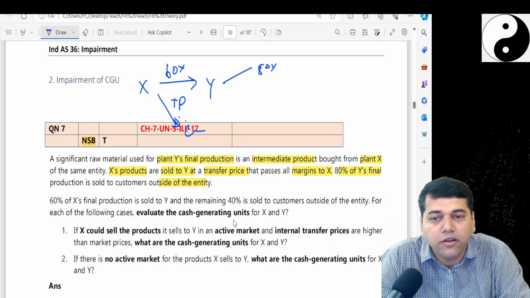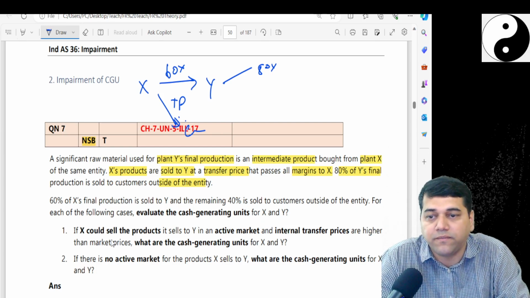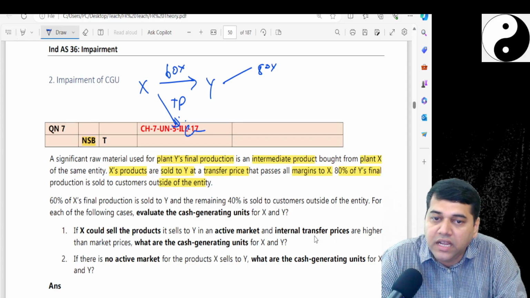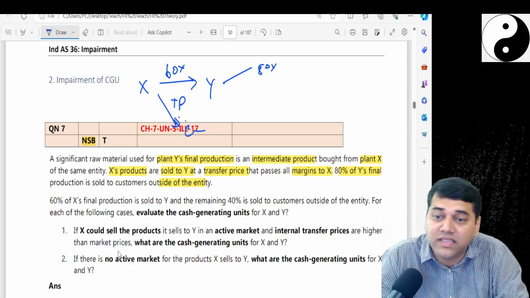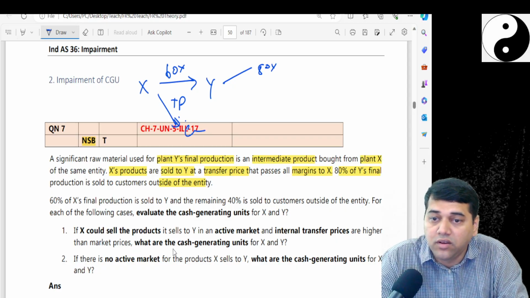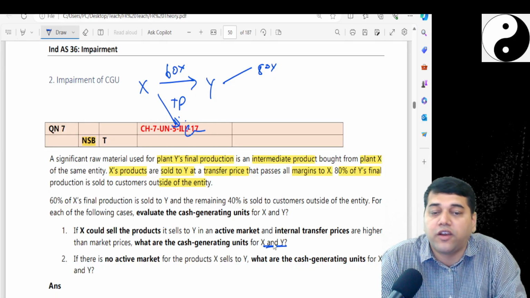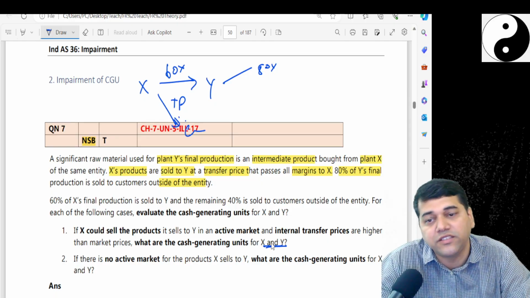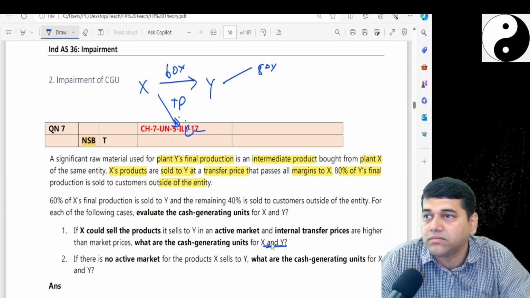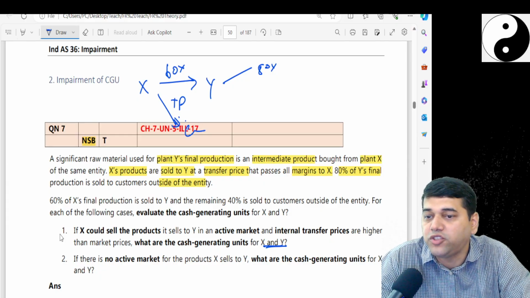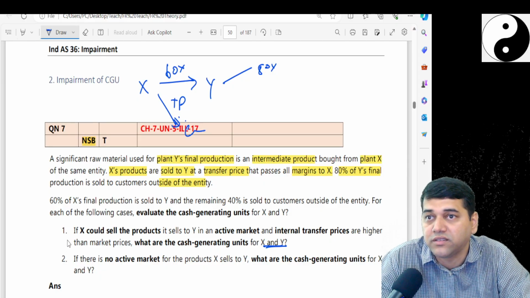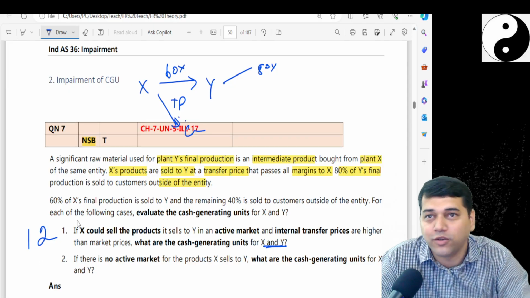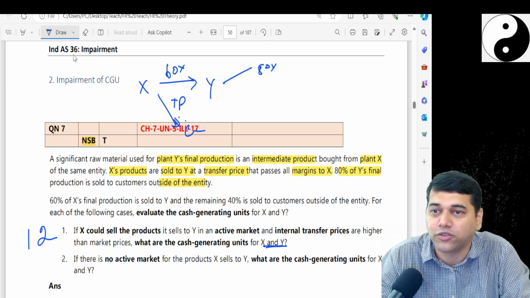Now evaluate the CGU for X and Y. If X could sell the product it sells to Y in an active market, and internal transfer prices are higher than the market prices, what are the cash generating units for X and Y? How many cash generating units are there? Is it X and Y together, or is X different and Y different? How many CGUs are there in the first instance? 1, 2. Question is clear? Okay, let us again go back to the question.